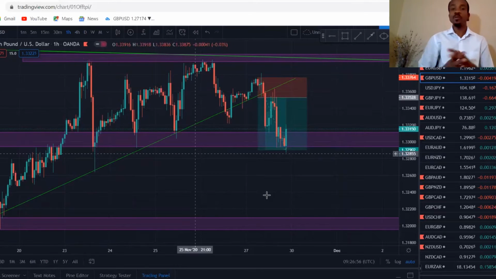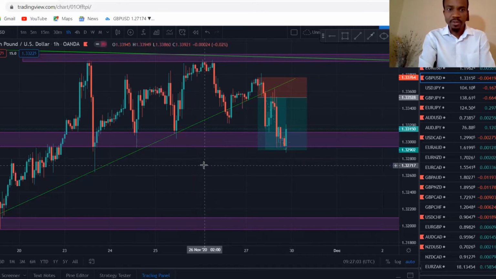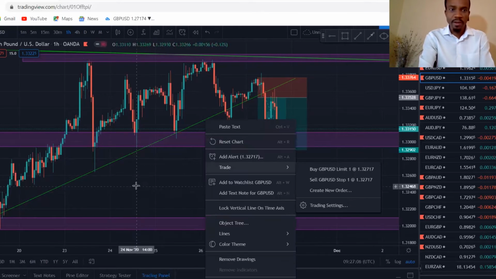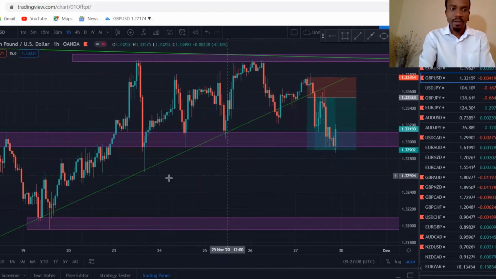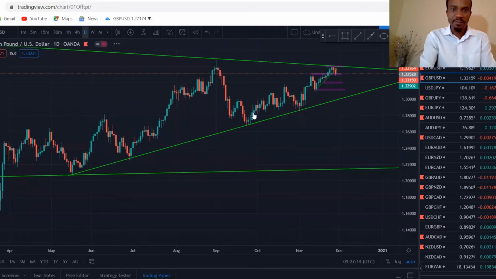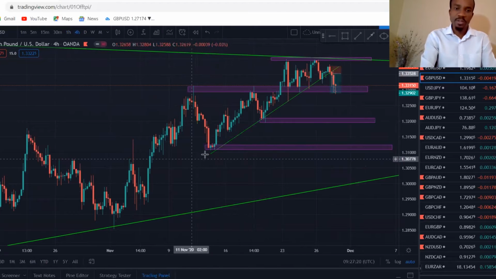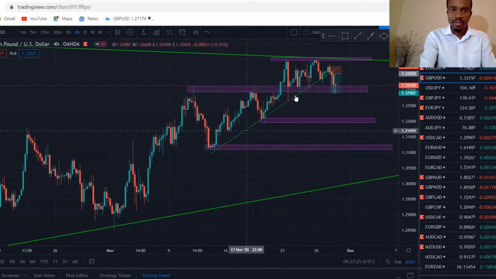So we'll be taking a look at what we'll be expecting this coming week. Price has been around this trend line. So let's go back a little bit, maybe to the daily time frame, to the 4-hour. Price has been above this trend line in the 4-hour time frame, and now price has broken that trend line.